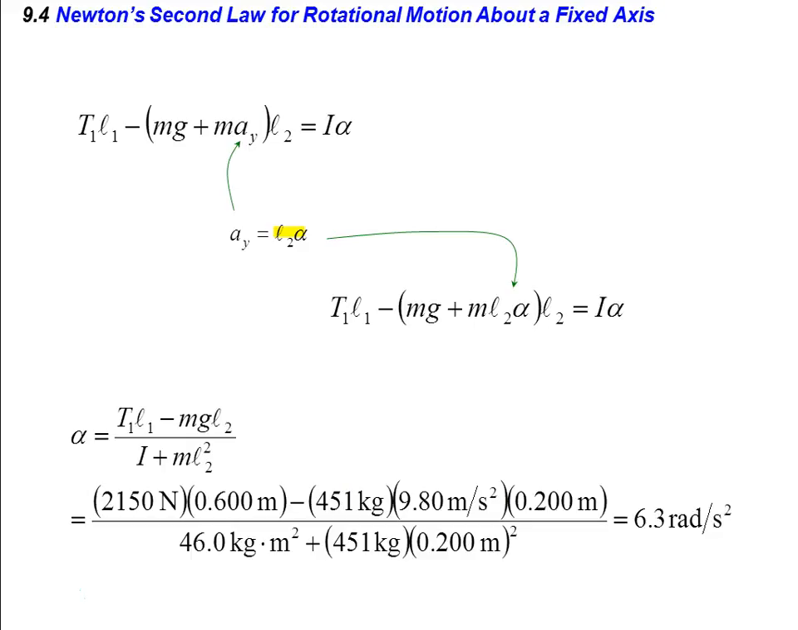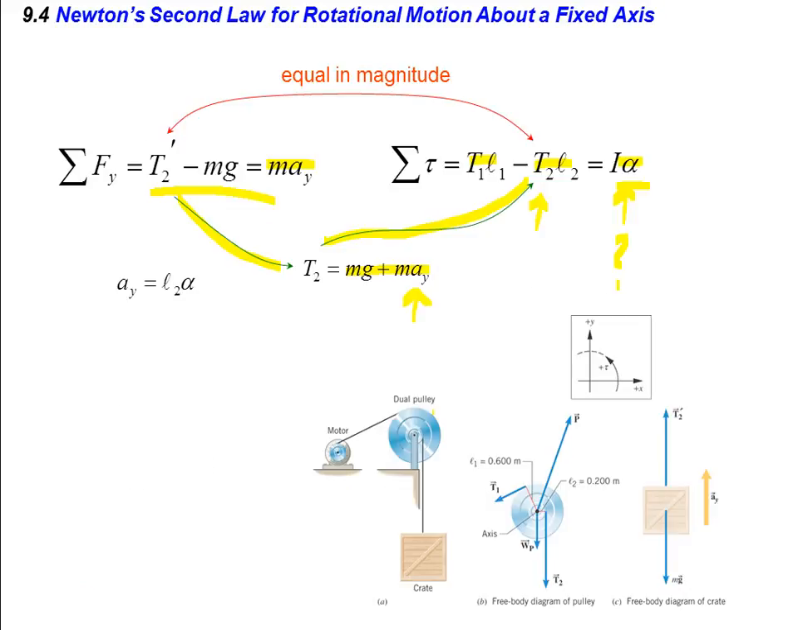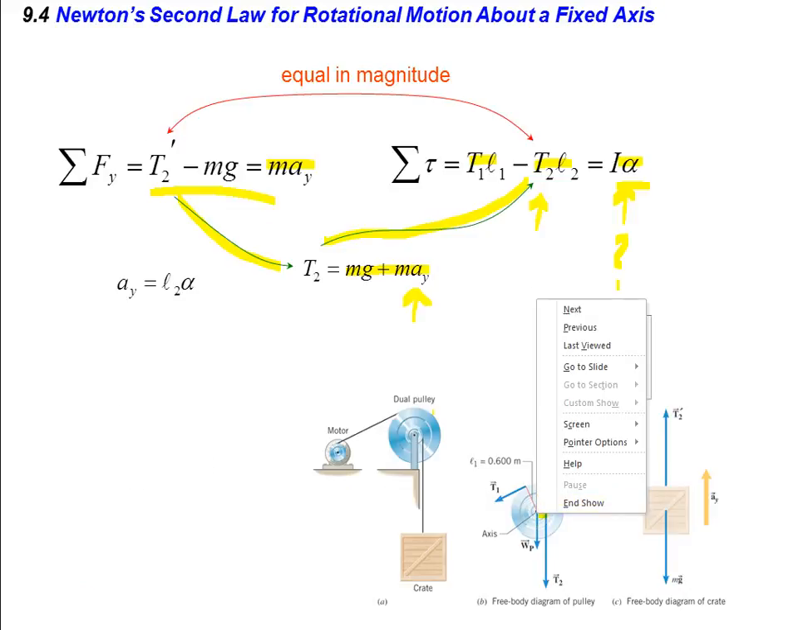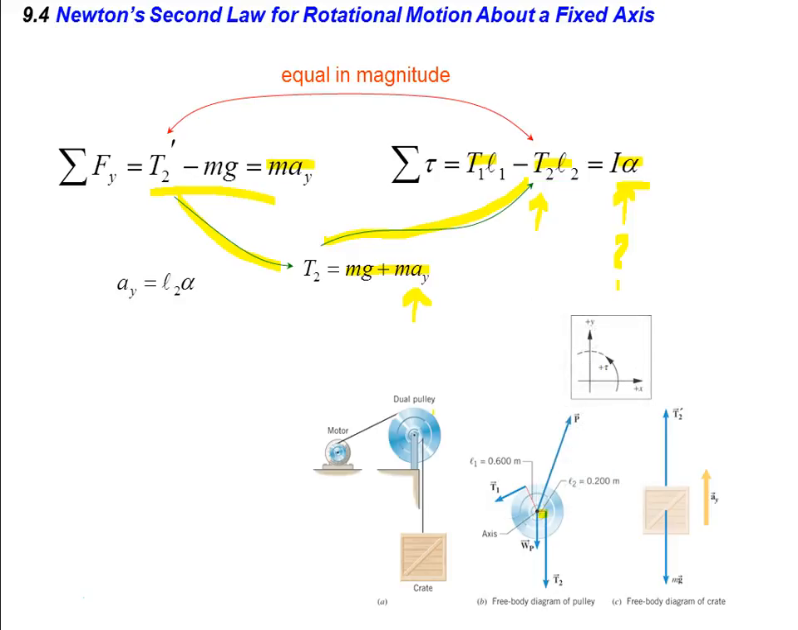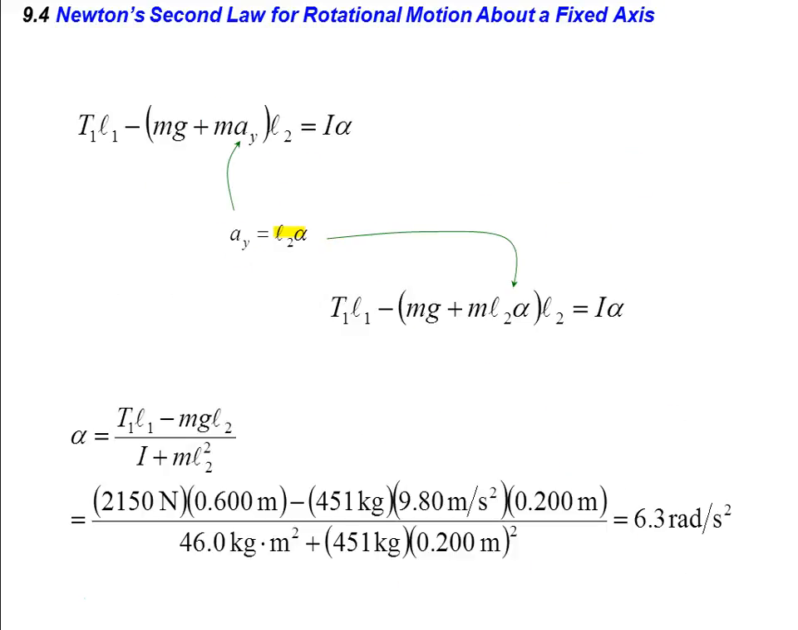Well, that's looking at our tangential acceleration at that point here. Our tangential acceleration at this point is just equal to alpha times the radius, alpha times r, where our radius is that L2, that distance right there. And so making that substitution, saying that ay in terms of alpha, now we only have one unknown, alpha. With a little bit of algebra we get alpha to equal that expression right there, plug in all of our values, and we get an angular acceleration of 6.3 radians per second squared.